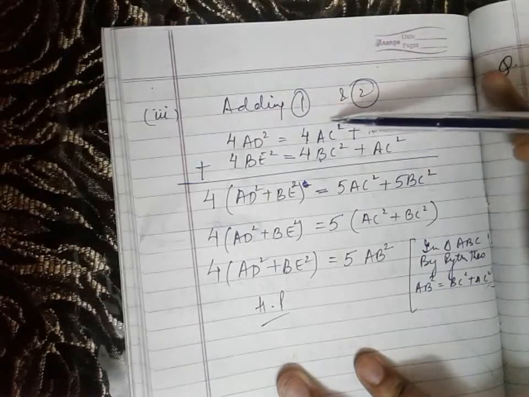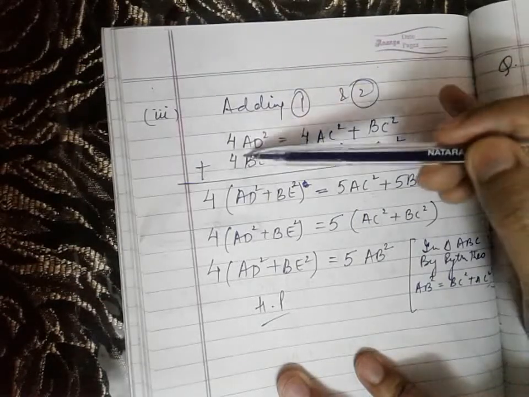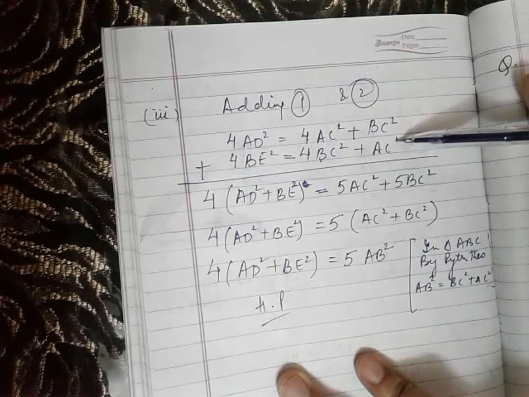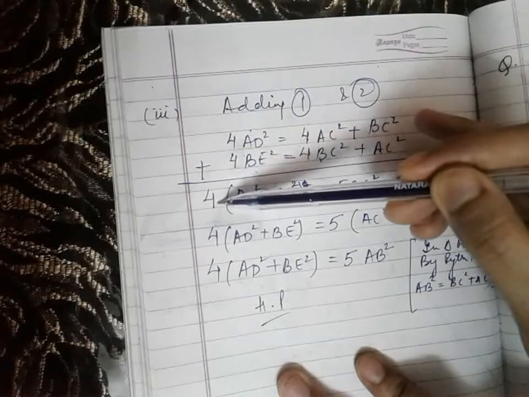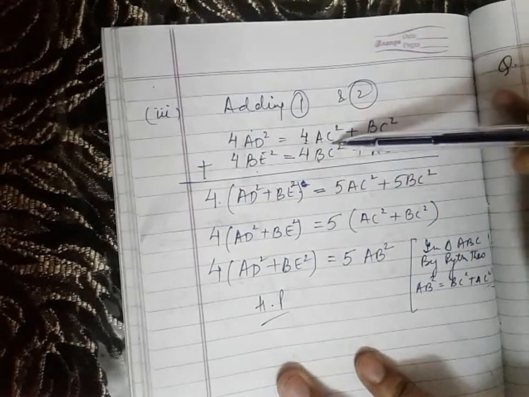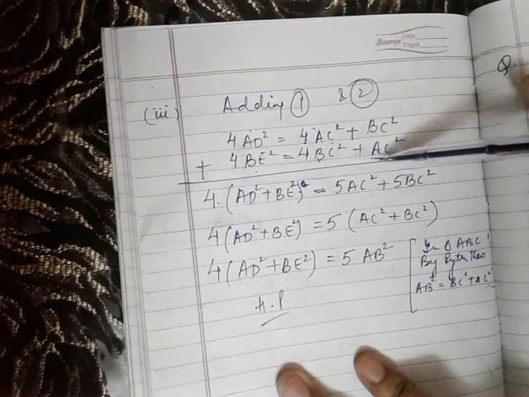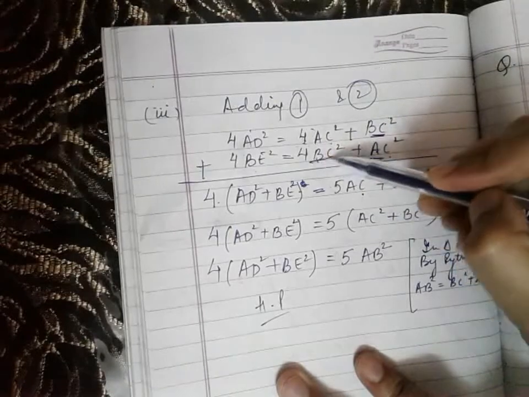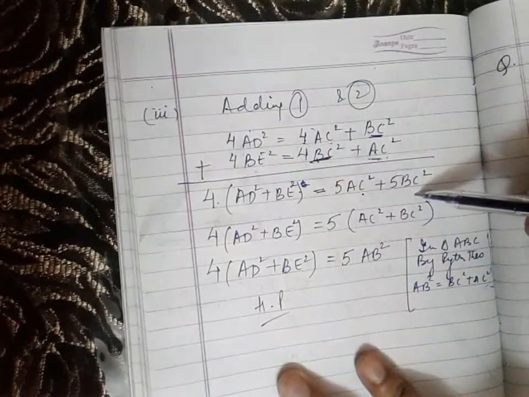4AD square is equal to 4AC square plus BC square. 4BE square is equal to 4BC square plus AC square. These were the two equations. On adding these, I get 4 common. AD square plus BE square is equal to 4AC plus AC is equal to 5AC square. BC plus 4BC is equal to 5BC square.